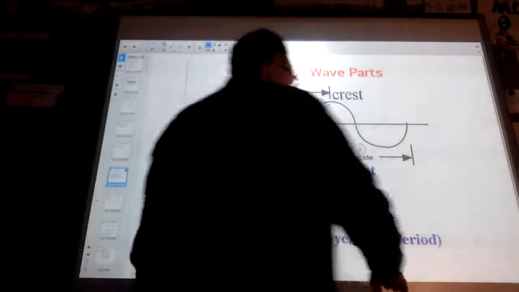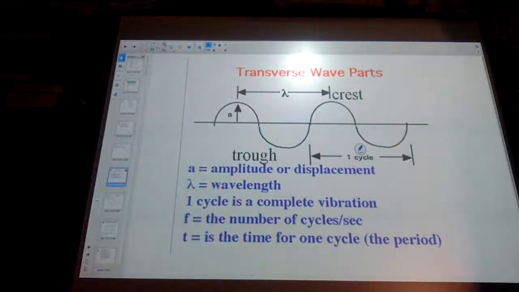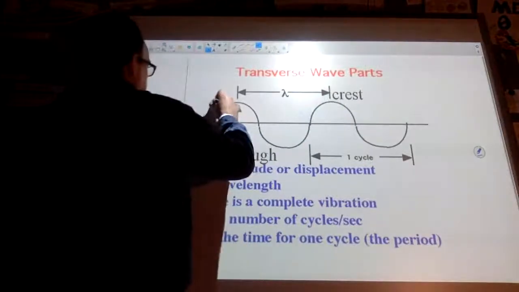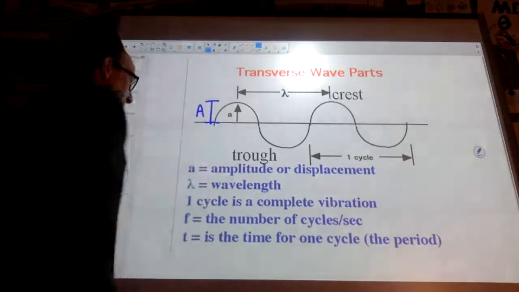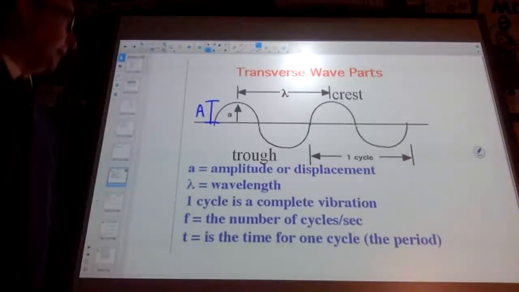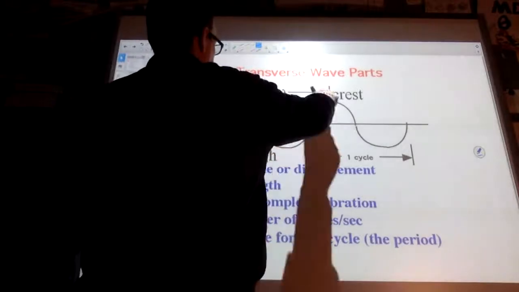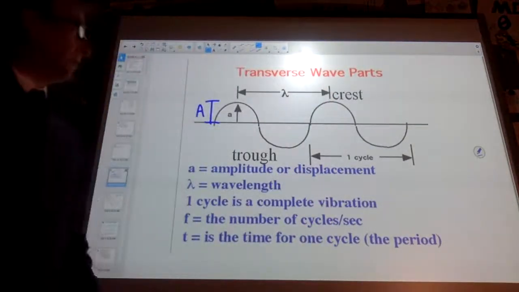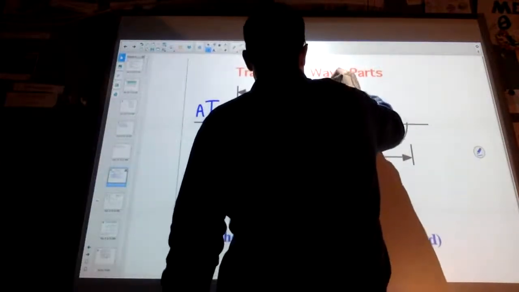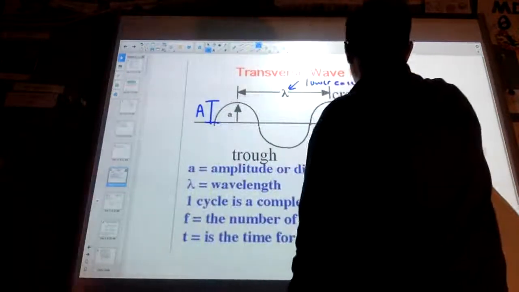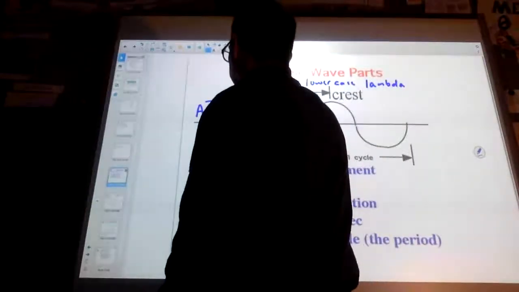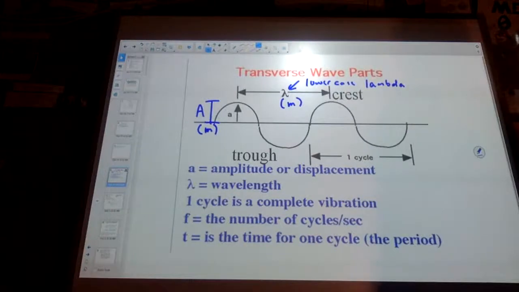On a transverse wave, we have a number of things that we can label. The maximum distance from zero is the amplitude, which they designate as lowercase a, but we've called capital A. The distance between two like points on a graph, or one complete cycle, is a wavelength. This is a lowercase lambda, and this is going to be measured in meters.